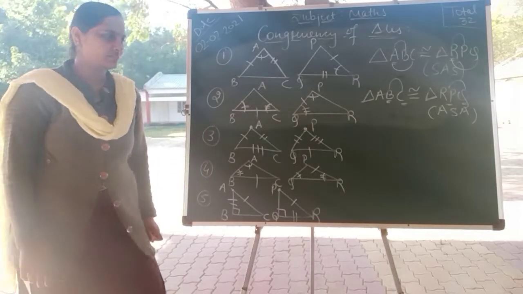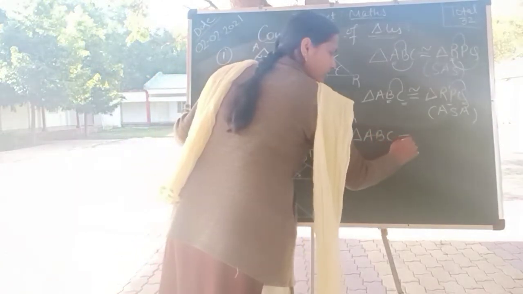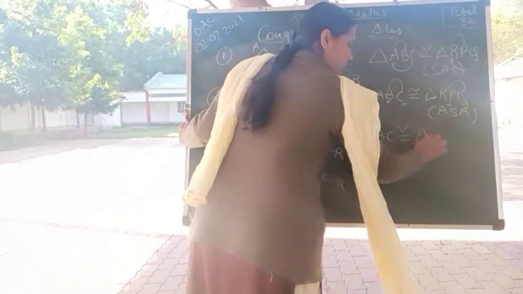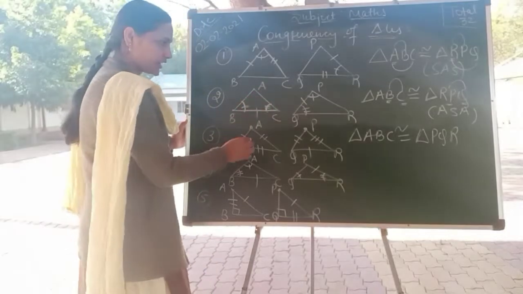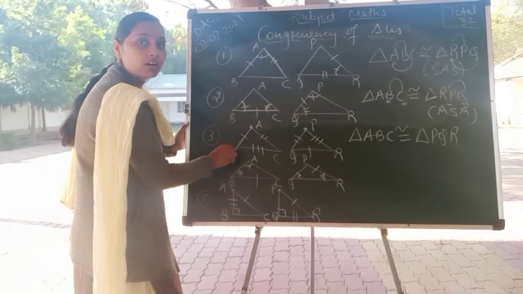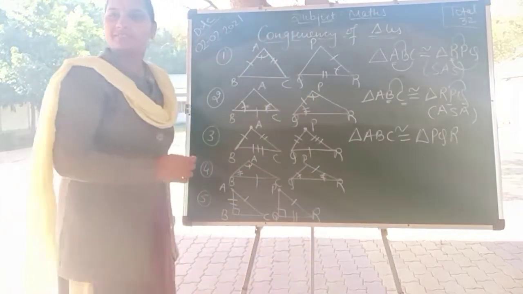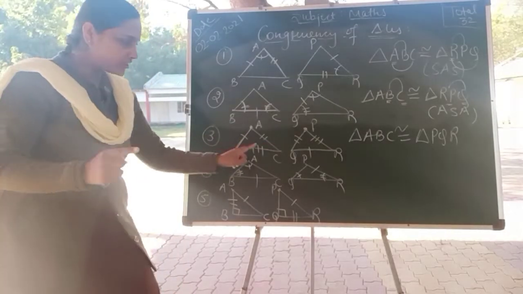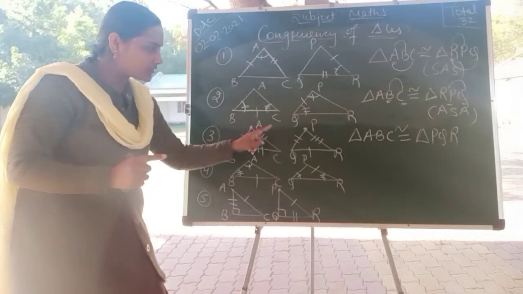Tanvi. Triangle ABC congruent to triangle, congruency symbol, PQR. Triangle PQR. Simple. Let me check. Let us check. Okay. Here AB is equal to QR. AB is equal to QR. AB is single cut. QR is having single cut. It means they are equal. AB is equal to QR.